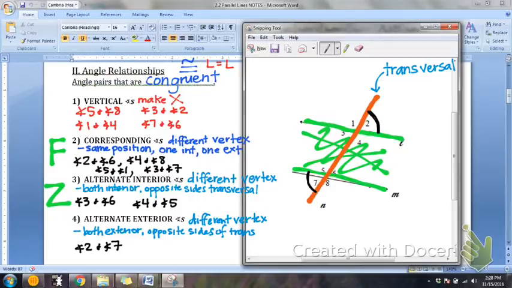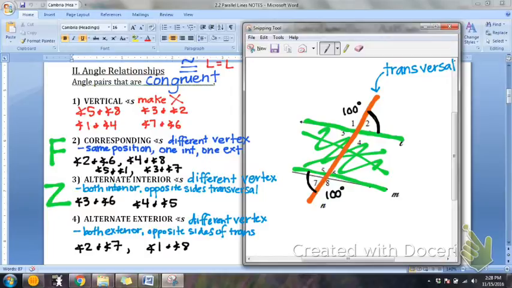And then Brianna, what might be the other pair here? 1 and 8. Excellent. Angle 1 and angle 8. Remember, all these types of angles are congruent. So corresponding, alternate interior, alternate exterior, they're all congruent. They're all the same. So if I told you that angle 1 was 100, what else is 100 degrees? 8. Right? Because it's alternate exterior and those are congruent to each other.